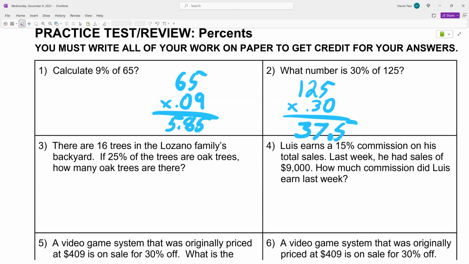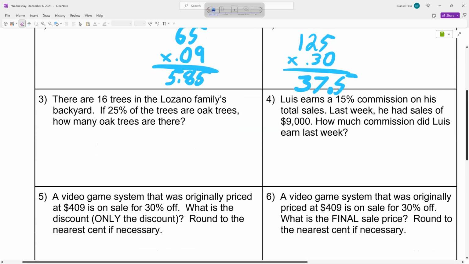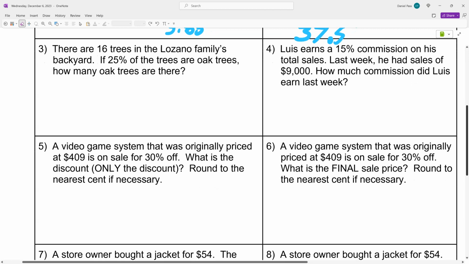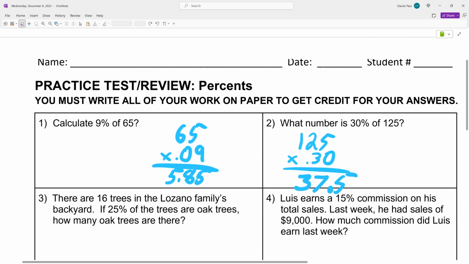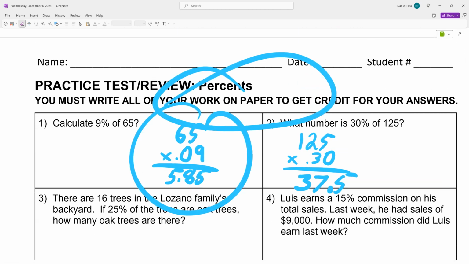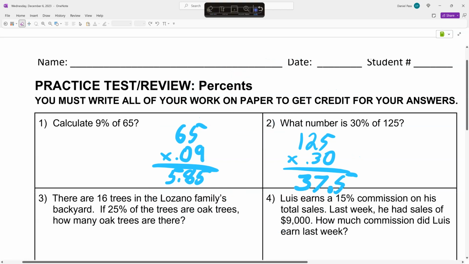But if it asked us to round to the nearest 10th, then we would find our place and look next door. If it's 5 or more, you add one more. So that'd be 37.5 rounding up, but it did not ask us to round. Number 3. Can I move on, everybody? Good. Now you have to show your work on paper, even though you're doing it on a calculator.